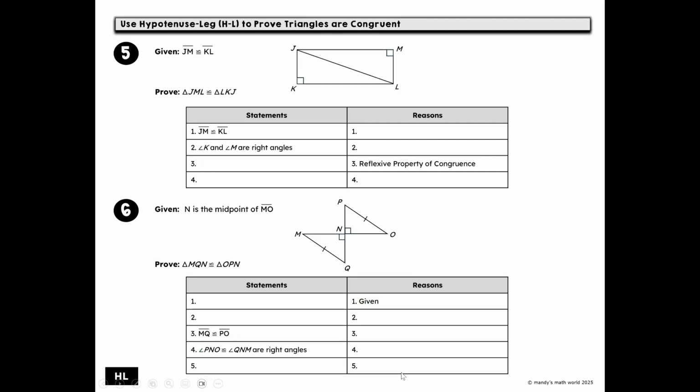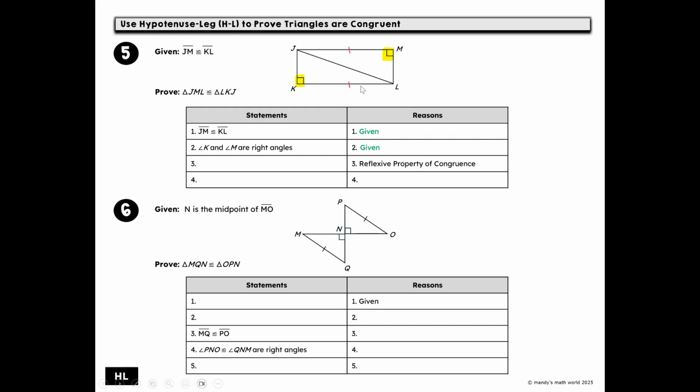Let's move on to our last two examples. We're going to use the hypotenuse leg theorem to prove triangles are congruent. And in both of these examples, you can see that we're dealing with right triangles. In number 5, it is stated that segment JM is congruent to segment KL. That's a given, okay? That's all we know, right? Except that they're right triangles. So segment JM is congruent to segment KL. I've already got it written there in statement number 1. The reason is it's a given. But guess what? Angle K and angle M are right angles. That's also given, right? That's given in our figure.